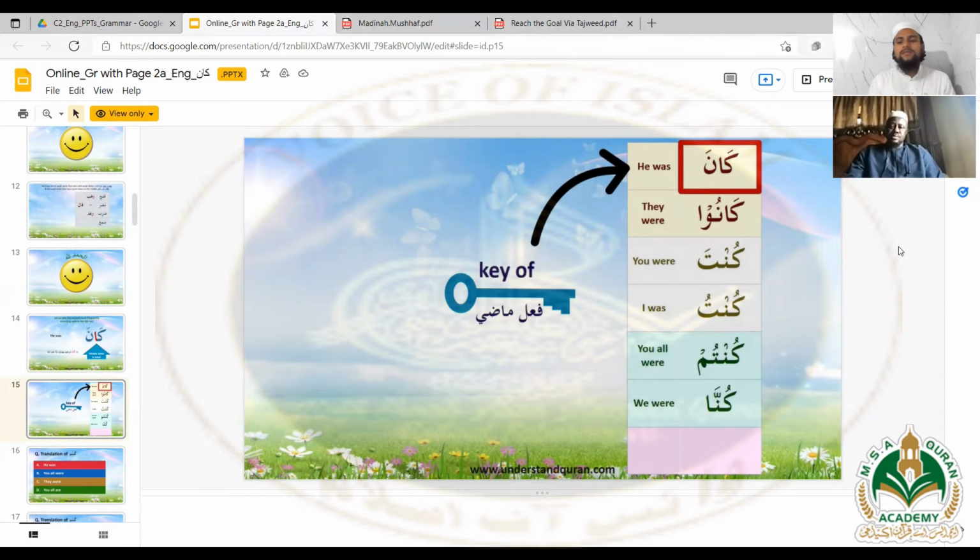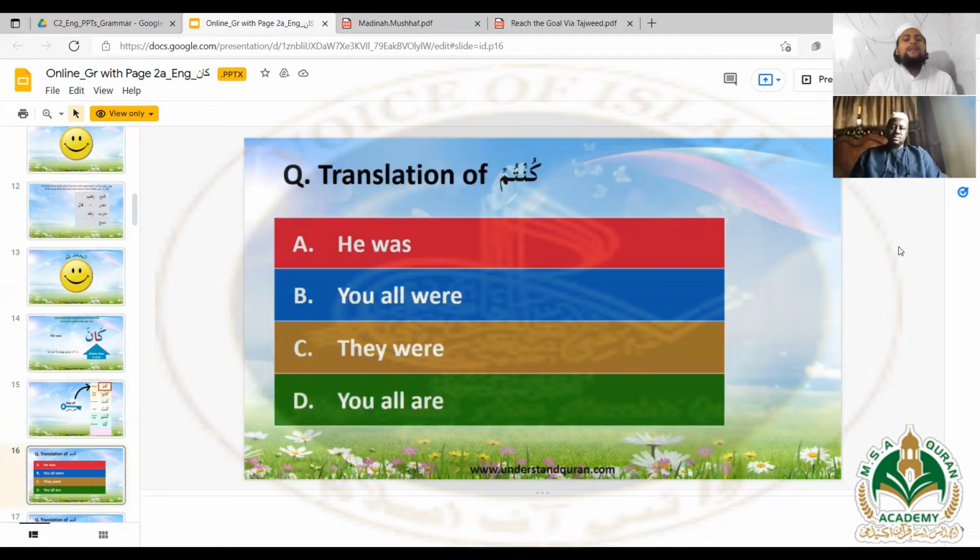Now say it yourself with action. Kana, kanu. Kunta, kuntu. Kuntum, kunna. Perfect. MashaAllah. Now the question, translation of kuntum. What is the meaning of kuntum?